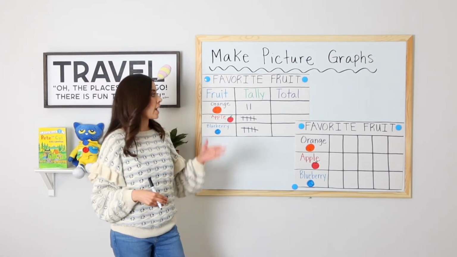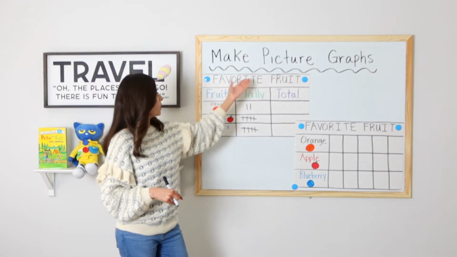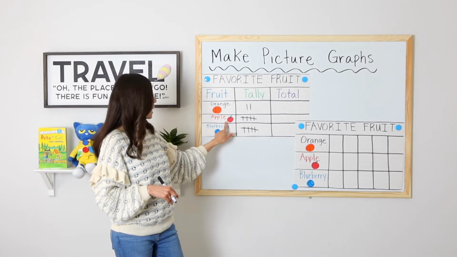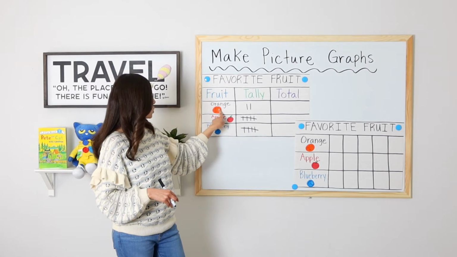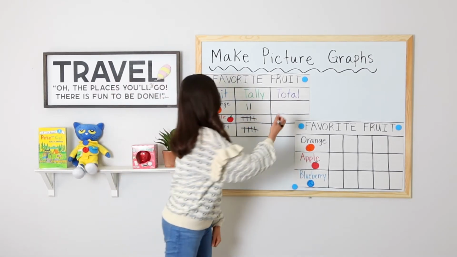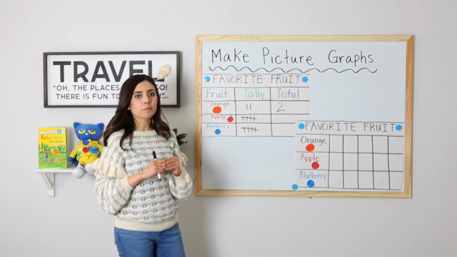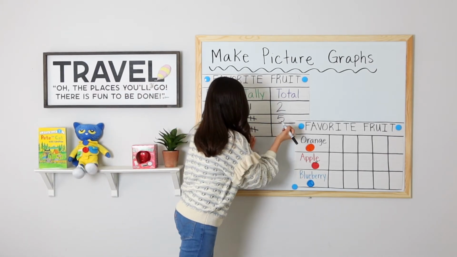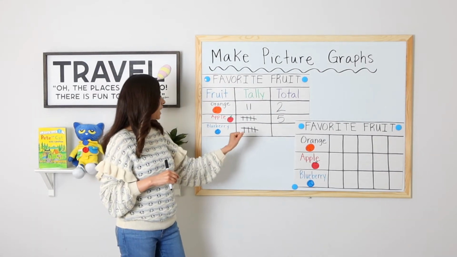Let's go ahead and take a look at our tally chart. The survey asked students what was their favorite fruit. So the options were orange, apple, or blueberry. How many students chose orange? 1, 2. So the total is 2. How many students chose apple? 5. And how many students chose blueberry? 5.